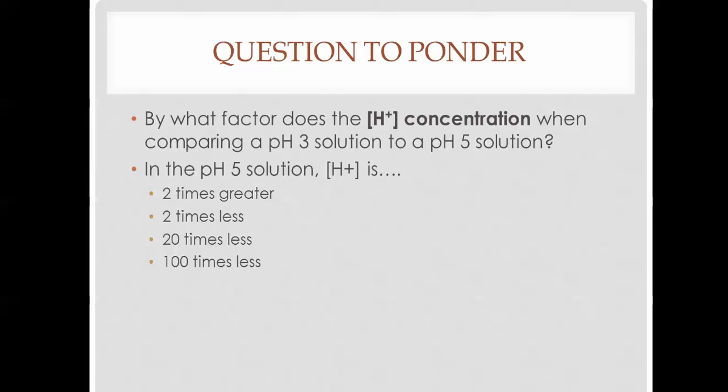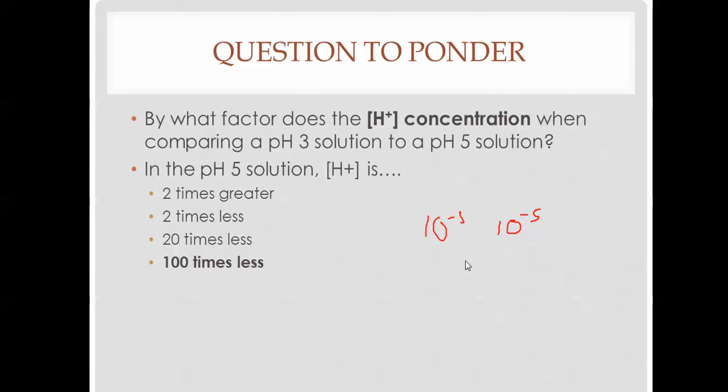Have you thought about it a little bit? Did you arrive at the fact that it is 100 times less? If you did, congratulations and give yourself a gold star for the day. If you didn't, I've scrawled some things on the screen here earlier that you can probably barely see. Remember that in the pH 3 solution, the concentration of hydrogen ions would be 10 to the negative 3. And in the pH 5 solution, the hydrogen ion concentration would be 10 to the negative 5. So there's 100 times difference between these two numbers. pH 5 is 100 times less than pH 3.